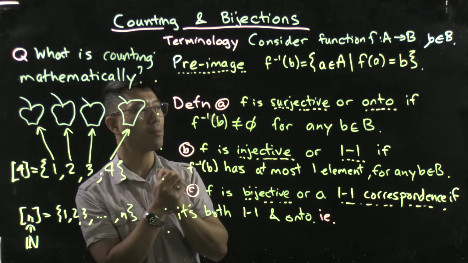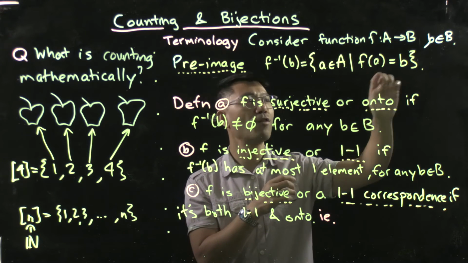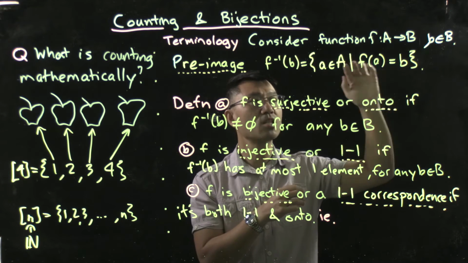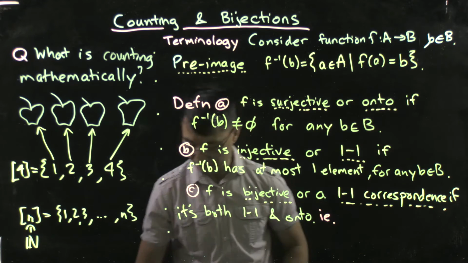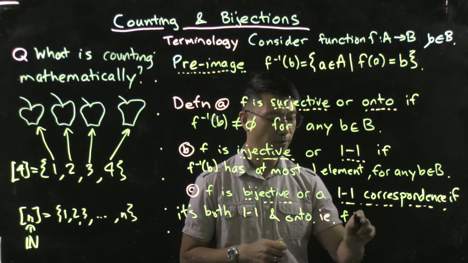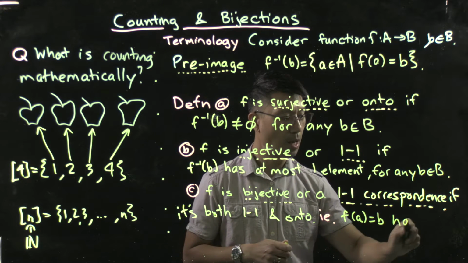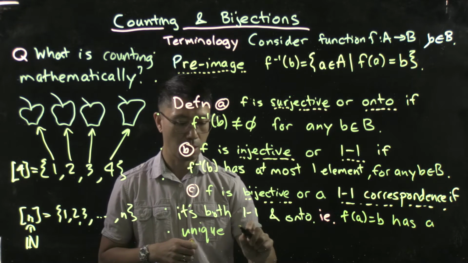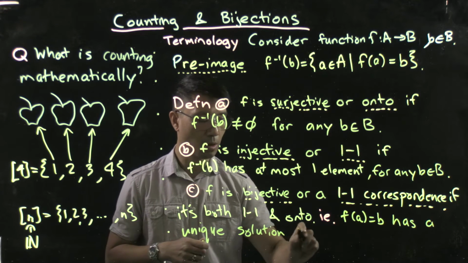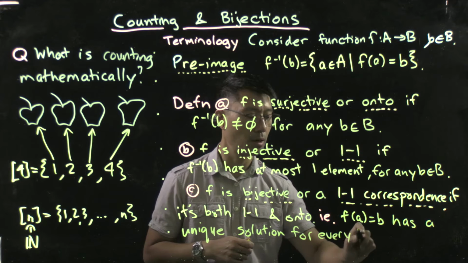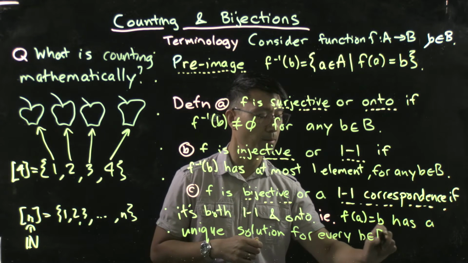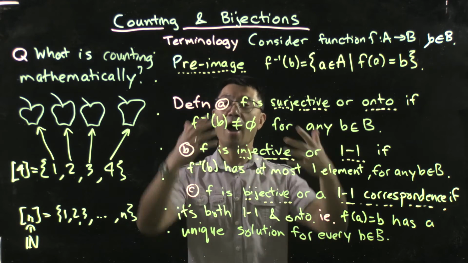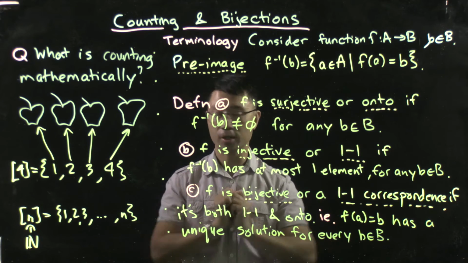And what were these pre-images? They're just the solutions to this equation. If you fix this b here and you solve f of a equals b, they're the solutions. So that means that you just have a unique solution to f of a equals b for every b. That is, f of a equals b has a unique solution for every b in B. Okay, so now we have the terminology to describe our counting function.